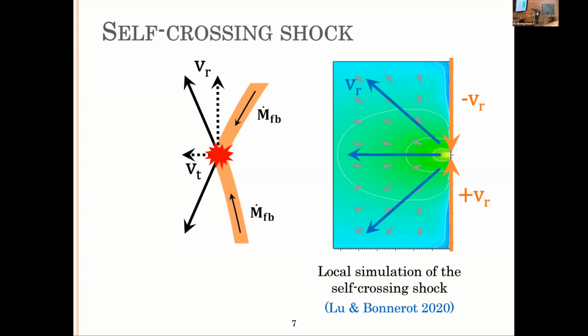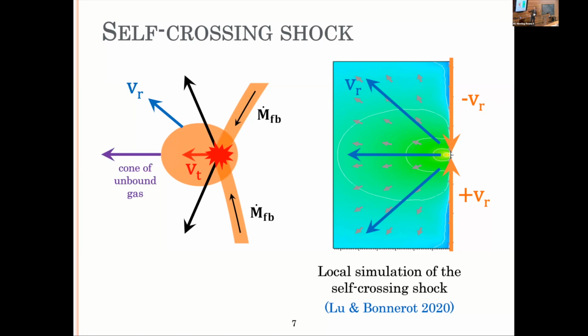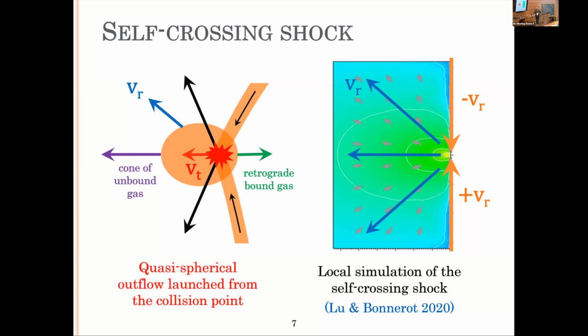As a result, the stream expands, and because this simulation is adiabatic, the terminal speed of this outflow is equal to the radial velocity. If you boost this picture back to the lab frame, the stream is still expanding spherically with a velocity V_R in blue, but now there's a net tangential speed towards the left. This implies that there's always a cone of unbound gas moving towards the left, and some gas moving on retrograde orbits compared to that of the stream moving towards the right. But besides these detailed velocity profiles, the main takeaway is that the outflow expands quasi-spherically and is launched from the collision point.